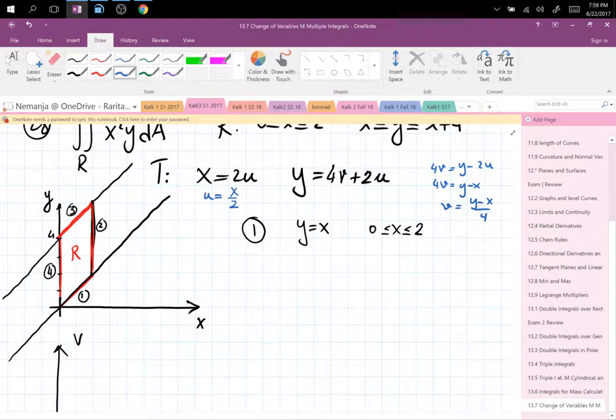So now we know that x was equal to 2u. So the first equation can be transformed as what? Well, we are only allowed to have u's and v's.